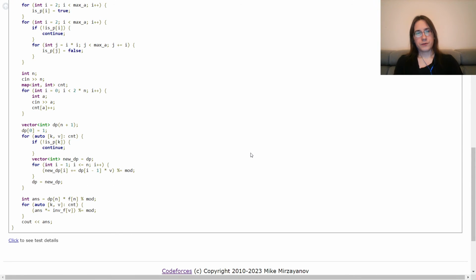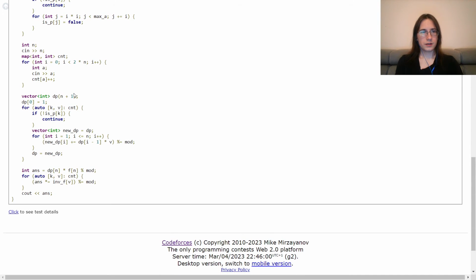Then I calculate the frequency of every value in the original list and store it in map CNT. And then I write dynamic programming. I also use the hidden parameter technique here. So my first parameter i is hidden. So initially I store the 0th layer of the DP table when i is 0. When i is 0, it means that I consider only the first 0 elements of the list.